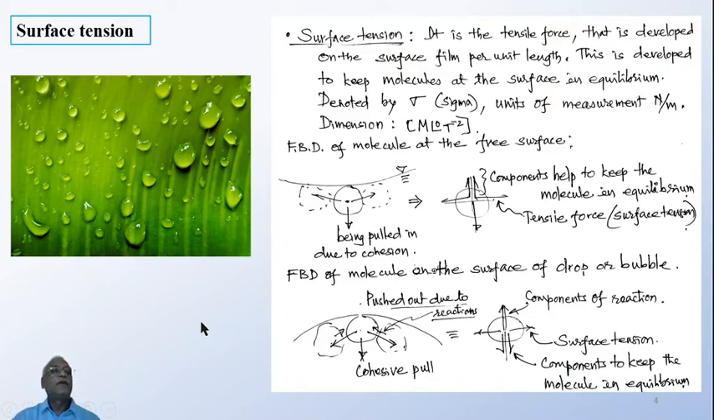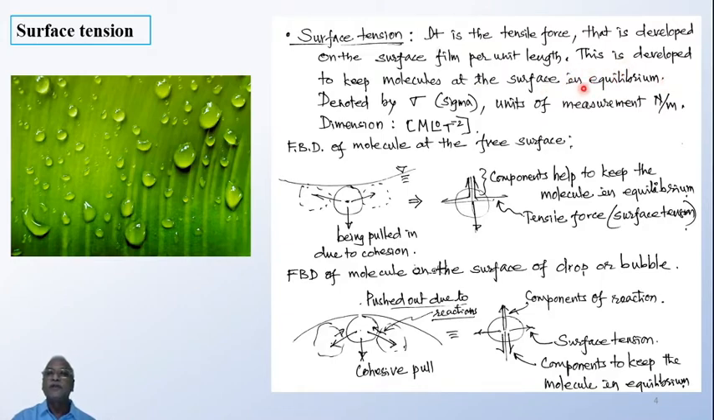Hello, we'll continue the discussion of surface tension here. By definition, surface tension is the tensile force that is developed on the surface film per unit length. This is developed due to molecules, to keep the molecules at the surface in equilibrium.